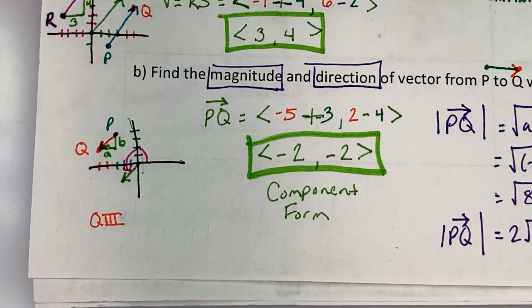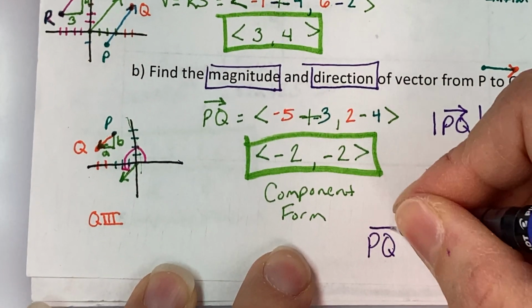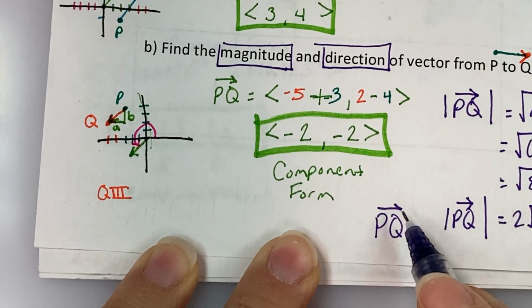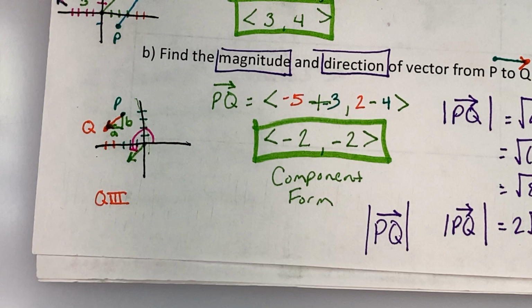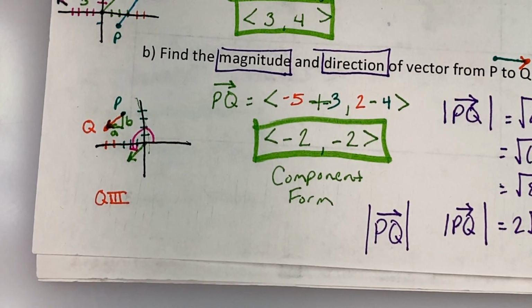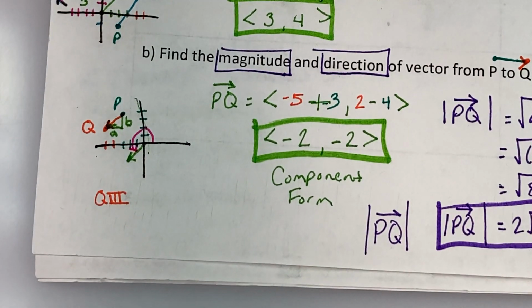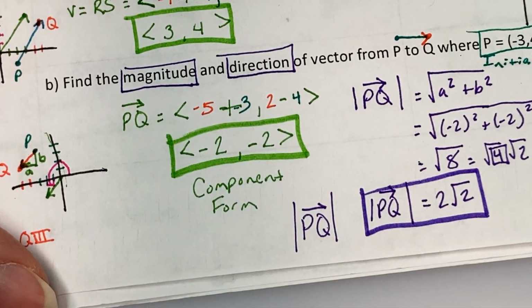And folks, sometimes people will write the arrow like this with just kind of one little tail on it for the notation. Just saves you the slightest bit of time. But if you see that, it still means vector notation. So there's our magnitude.